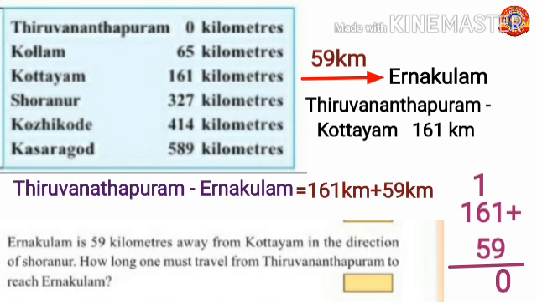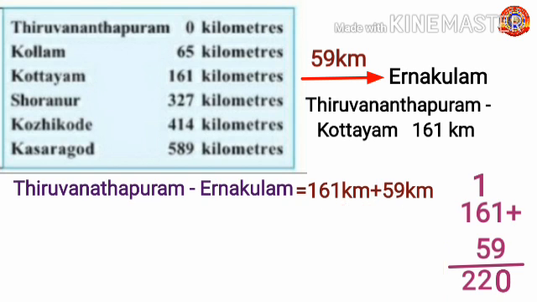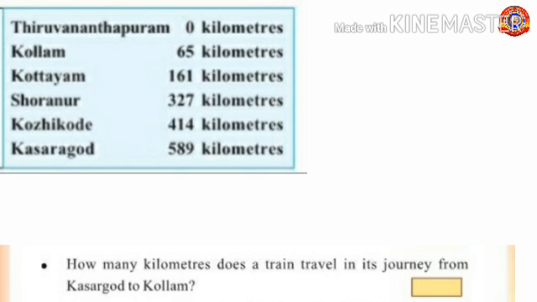6 plus 5, 11. Plus 1, 12. For 12, 2 here and 1 is to be carried here. 1 plus 1, 2. 220. Therefore, how long one must travel from Thiruvananthapuram to reach Ernakulam? 220 km. Next question. How many kilometers does a train travel in its journey from Kasaragod to Kollam?